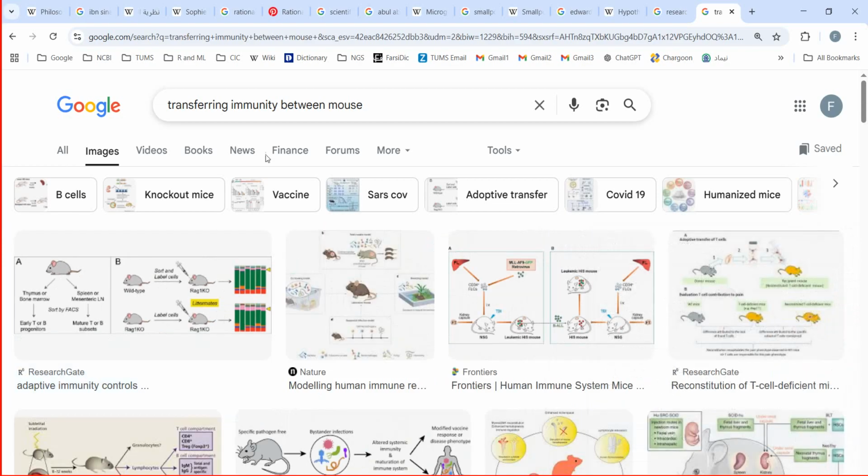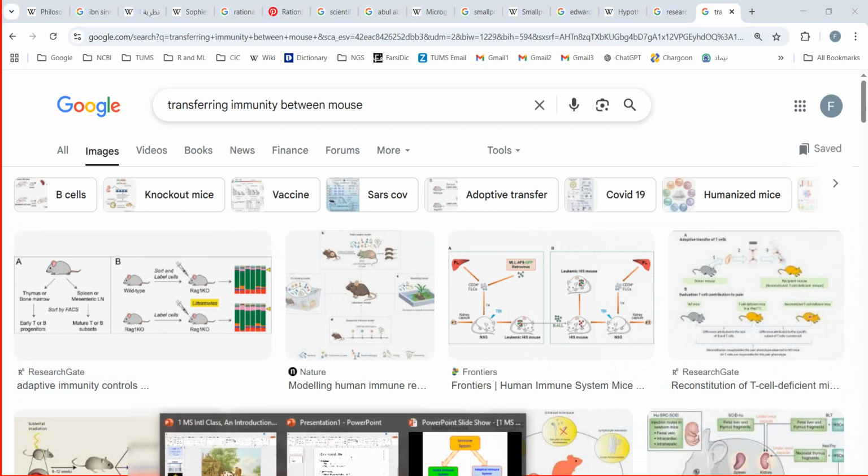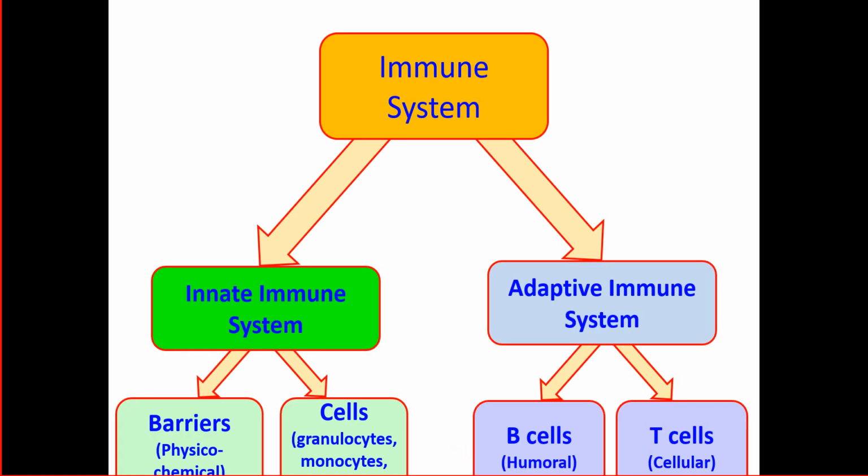So they named it cellular immunity. Okay, but the name stuck afterwards, so it has a historical reason behind it. All right. So they came up with this model of the immune system.